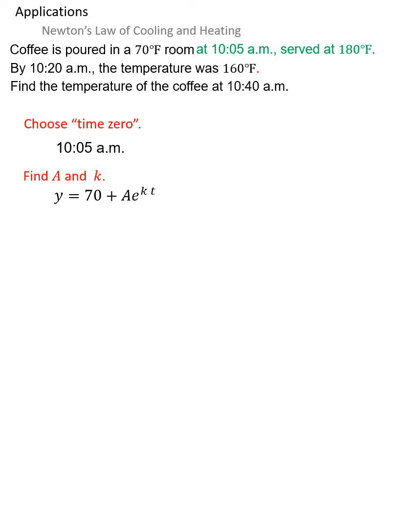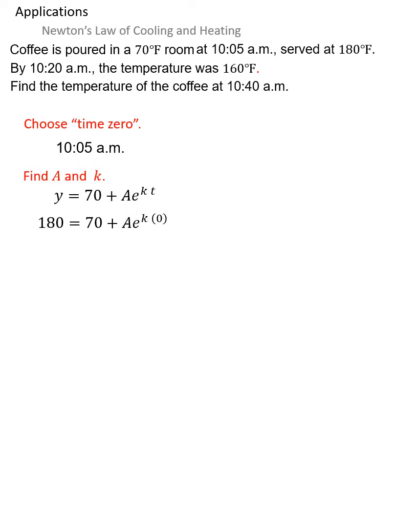Well, let's start with this one. The fact that the coffee was poured at time zero, or 10:05, and had a 180-degree temperature. Mathematically, that's the same as saying when T is zero, y is 180. So I'm going to take y and t, plug in 0 and 180, and I'm going to solve for whatever I can. In this case, I can solve for a.